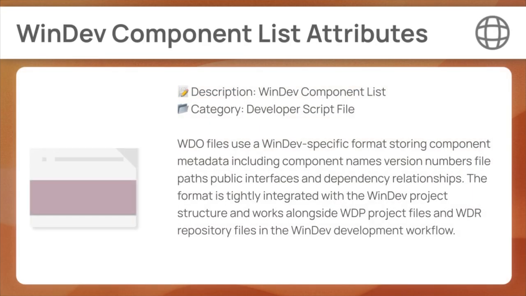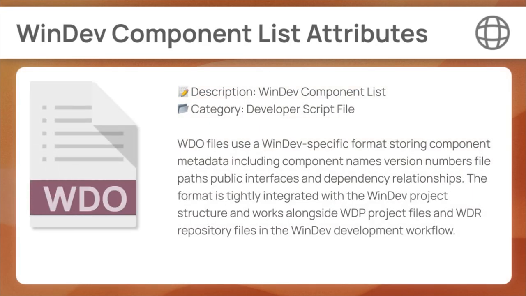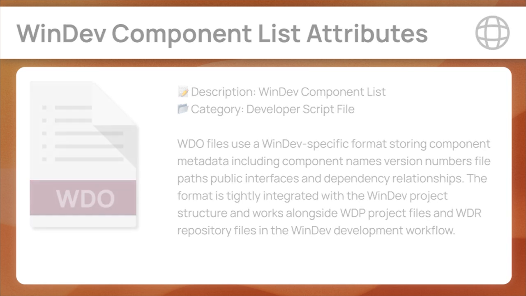WDO files use a WinDev-specific format, storing component metadata, including component names, version numbers, file paths, public interfaces, and dependency relationships. The format is tightly integrated with the WinDev project structure and works alongside WDP project files and WDR repository files in the WinDev development workflow.